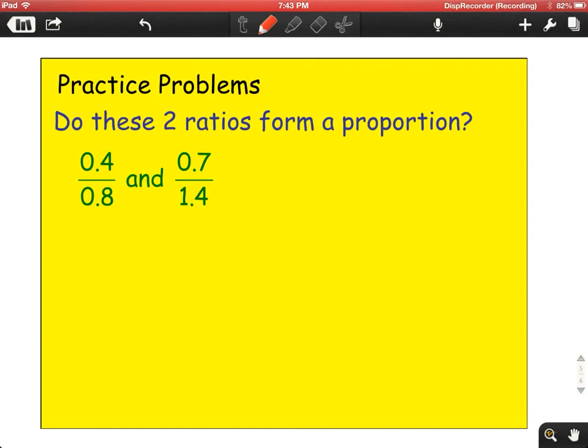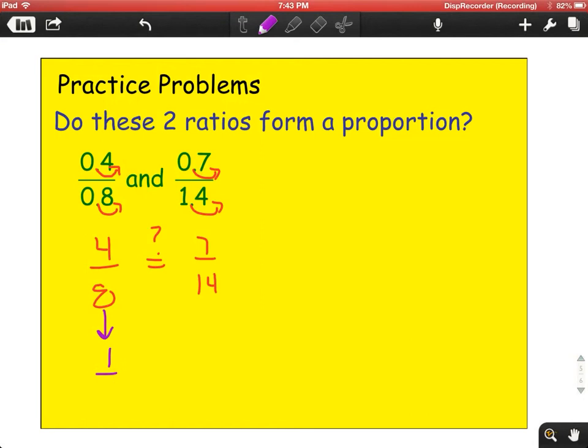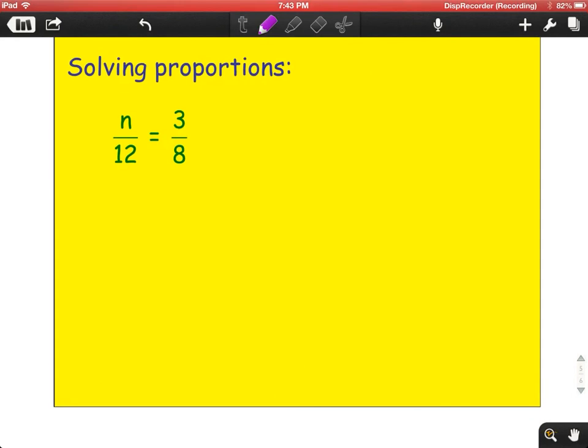One of the easiest ways to start simplifying these fractions is to move the decimals. And so what I really have is 4 over 8, 7 over 14. 4 over 8, of course, is 1 over 2, and 7 over 14 is 1 over 2. And there we go. They do form a true proportion.